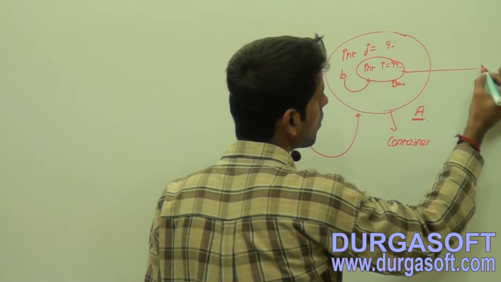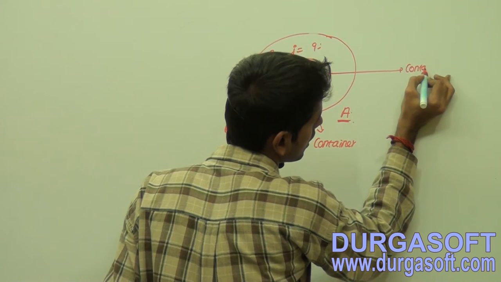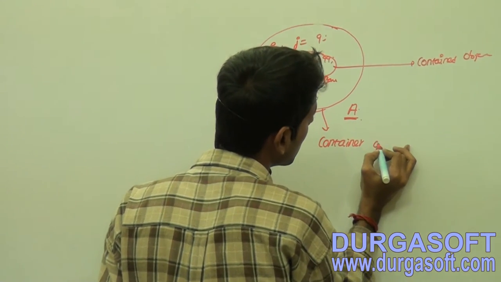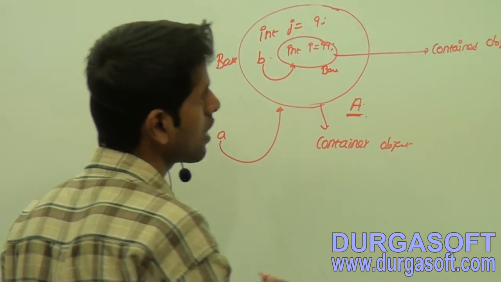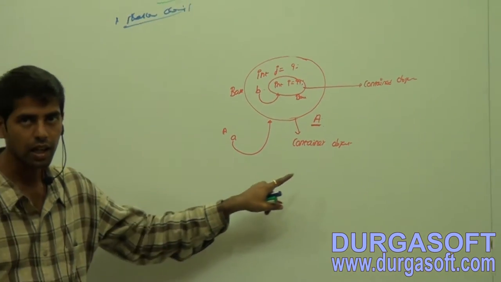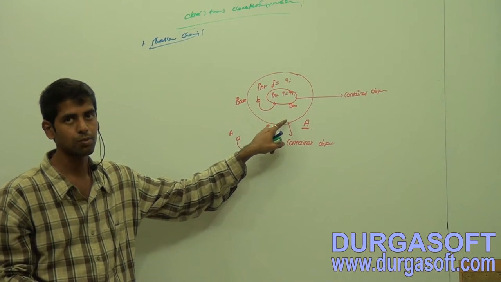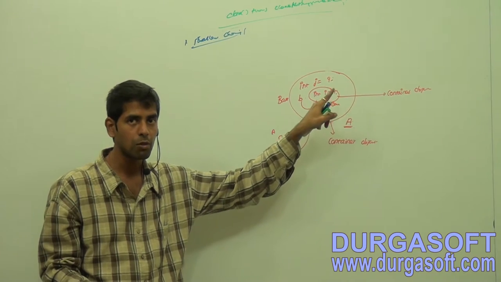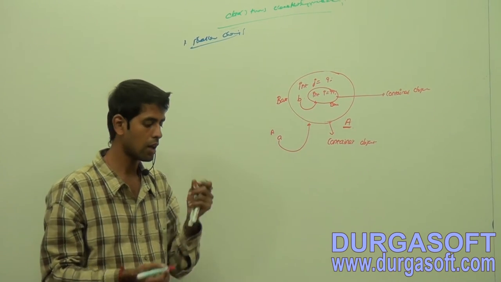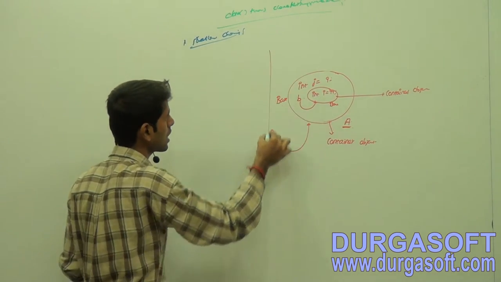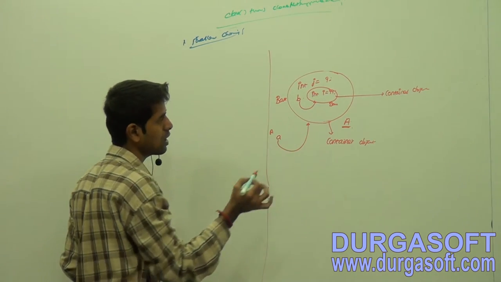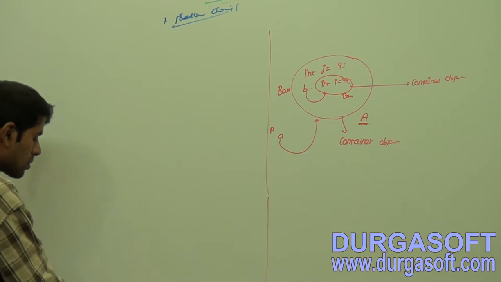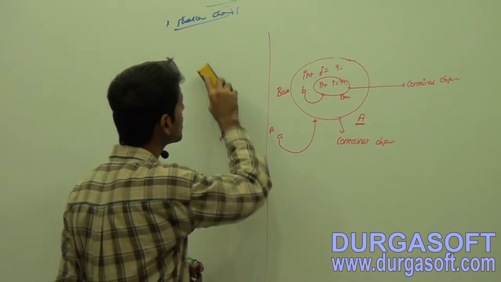Contained object, container object. The container object is containing another object of type Base, and this contained object's name is the Base object. Now observe here, how to develop the skeleton, that is the class, for this particular thing. We'll develop that later. First, let us see what this shallow cloning is.